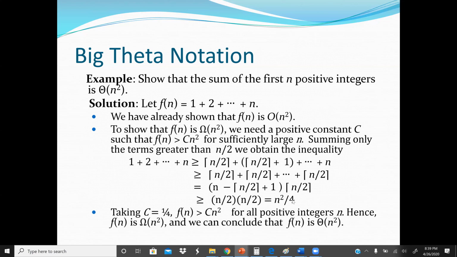So here we can say c should be 1/4. Then we can say that f(n) is greater than c n squared for all positive integers, and hence f(n) is again big omega n squared, and we can conclude that f(n) is again big theta n squared if c is 1/4.